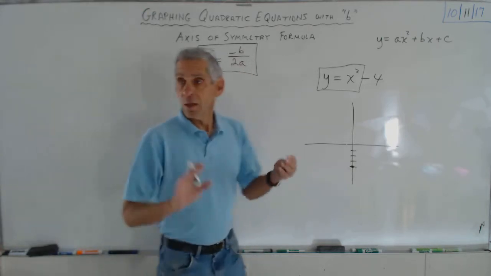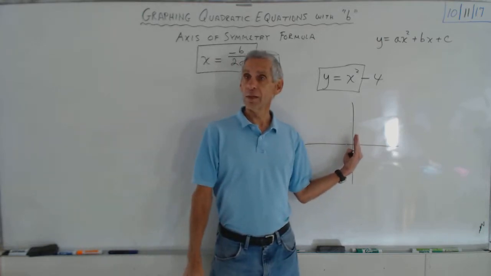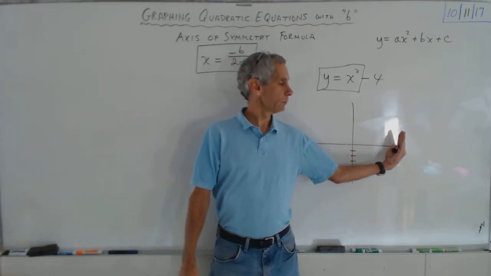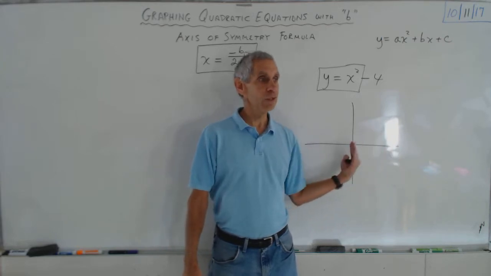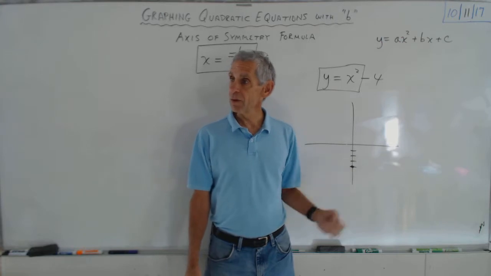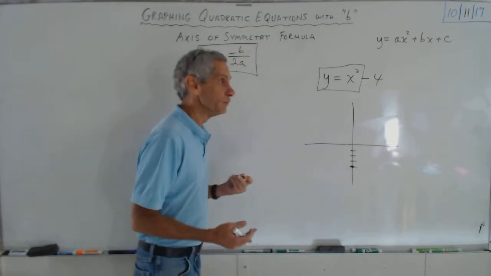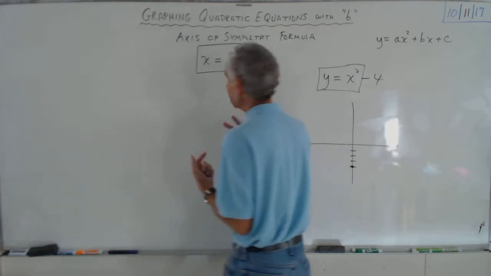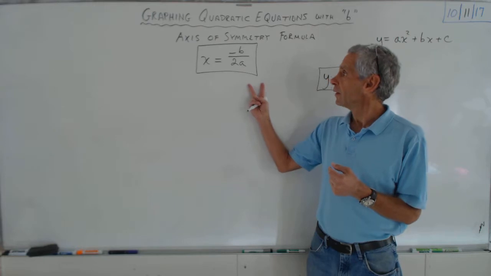Okay. But if you have b, what does b do? It moves it left or right. It moves the vertex off of the y-axis, right? And so now the question is how? It's not obvious. And so this is how you figure it out.